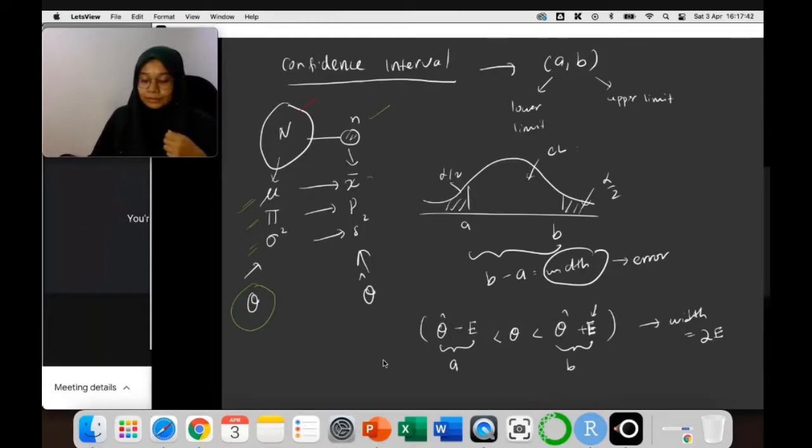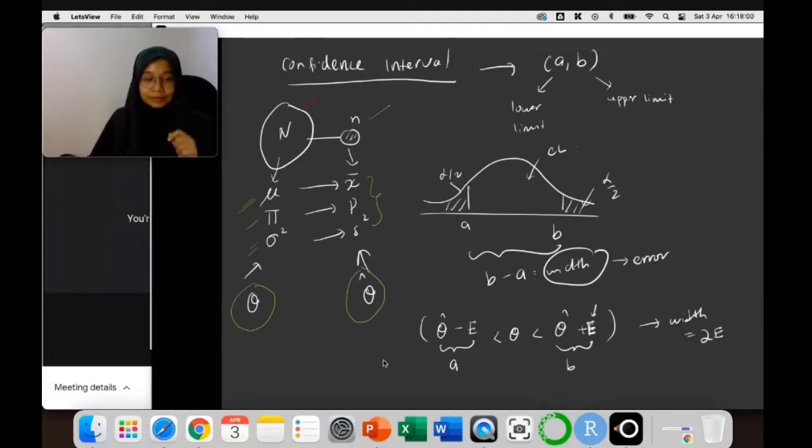Okay, so here is statistic, where statistic adalah estimator untuk parameter. So the estimator for mu is x bar, estimator for pi is p and estimator for sigma square is s square. So we represent these three statistics as theta cap.